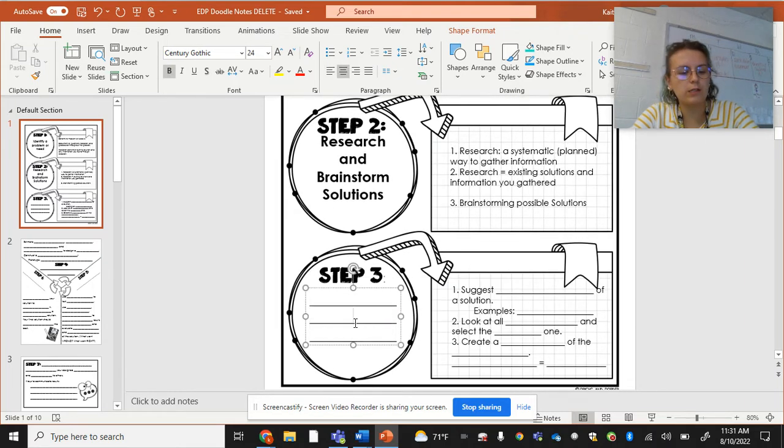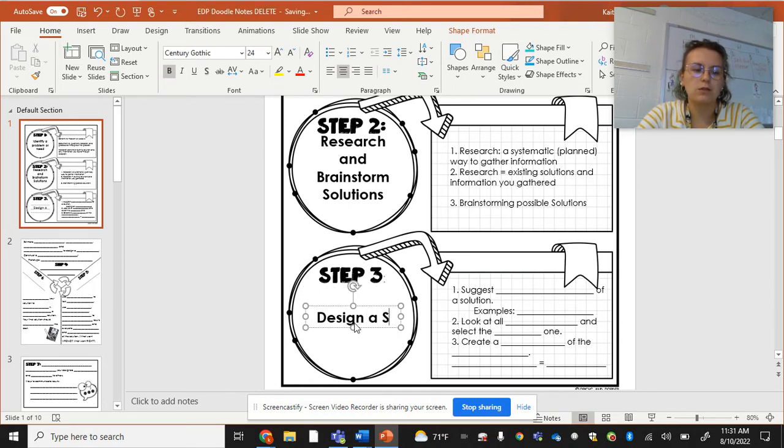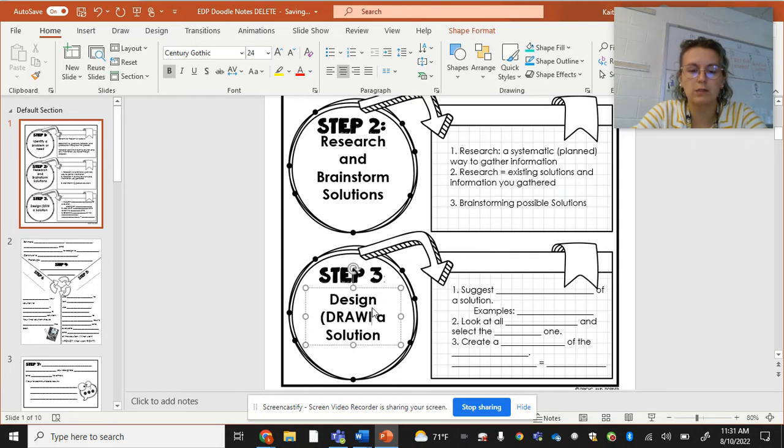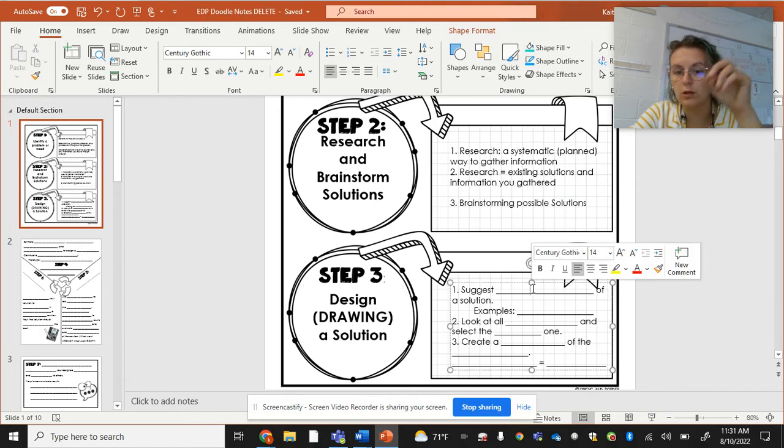Number 3, our step 3 is going to be design a solution. Okay, so designing a solution, guys, this is really important. Designing a solution does not mean you're building, it's two-dimensional. Excuse me. So designing a solution means you're drawing it. All right, it's all on paper. You're planning it out, you're labeling it, everything. Before you even start drawing, though, you need to suggest limitations.